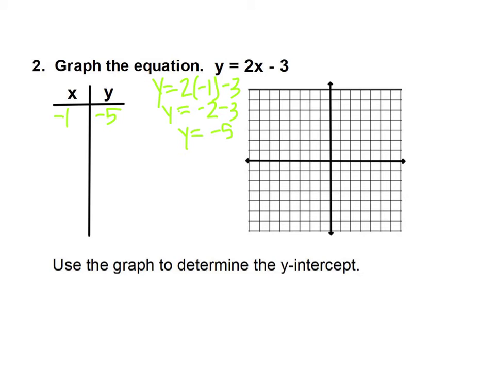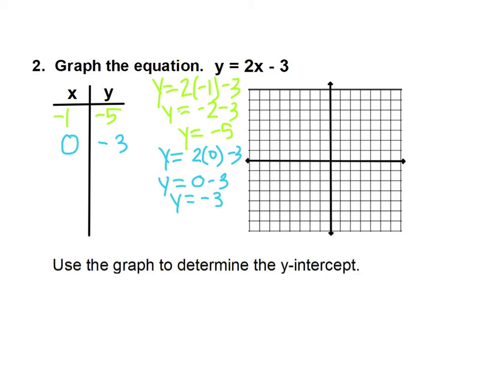All right, just like last time, my next x value that I'm going to choose is 0. So when x equals 0, we're going to find out what y would equal. So 2 times 0 is 0 minus 3, and y equals 0 minus 3 is -3.